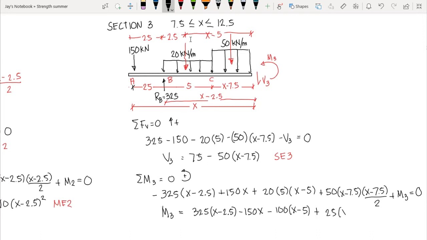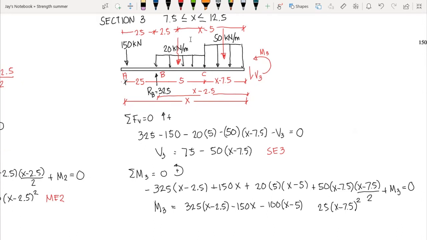Then we combine x minus 7.5, thus we have it raised to the 2, and this should be negative since we transpose that to the right side of the equation. And this one now is our moment equation for segment 3. You can further simplify this moment equation here, but this will do for me.